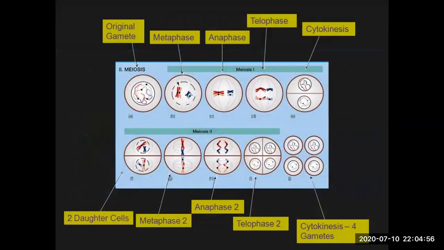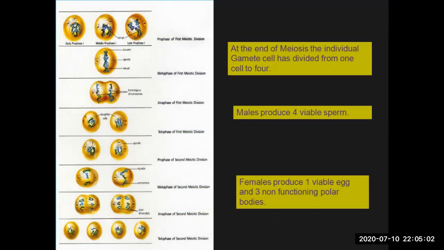Now here we can see various phases of meiosis 1 and meiosis 2. At the end of meiosis, the individual gamete cell has divided from one cell to 4. Males produce 4 viable sperm and females produce 1 viable egg and 3 non-functioning polar bodies.